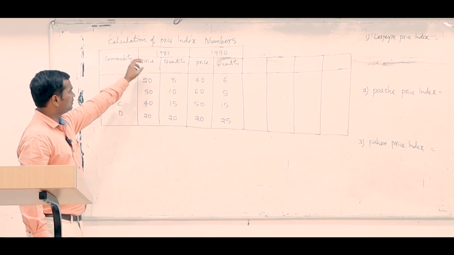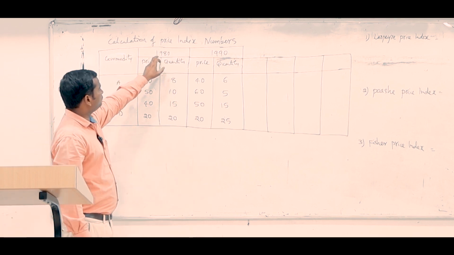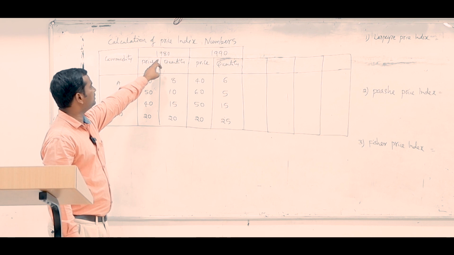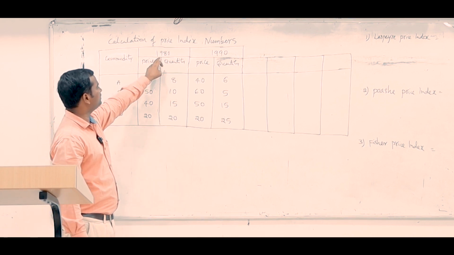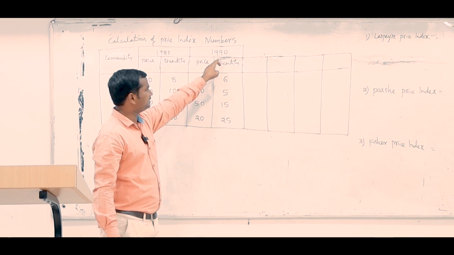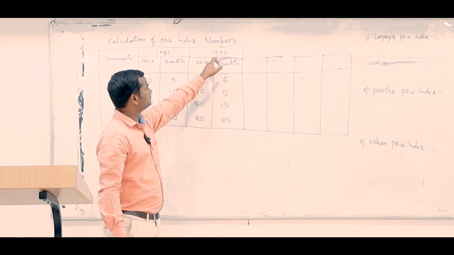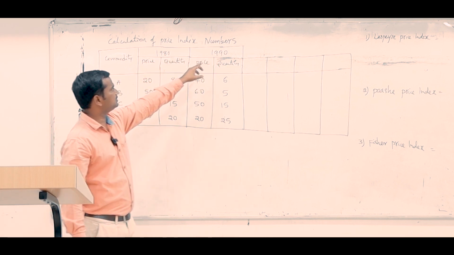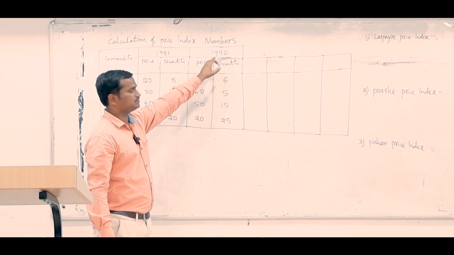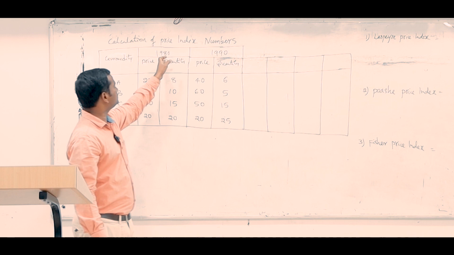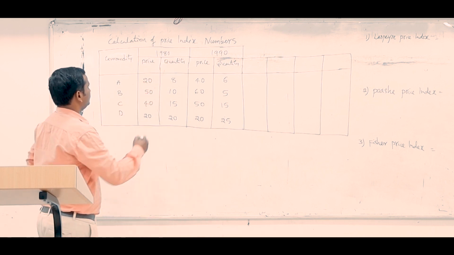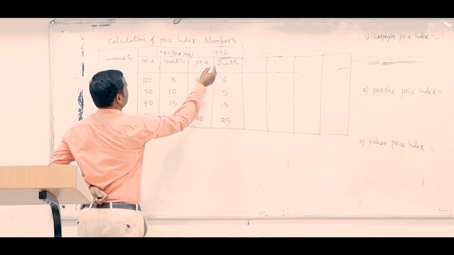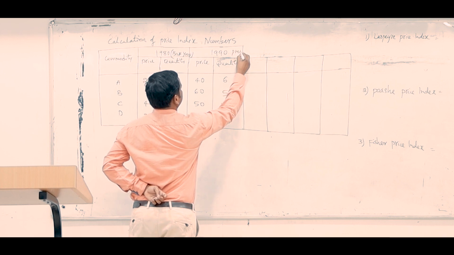Of the two given years, 1980 and 1990, 1980 will be the base year, and whatever the latest year is, we should take it as the present year. So here 1980 is the old year, the base year, and 1990 is the present year, the latest year.